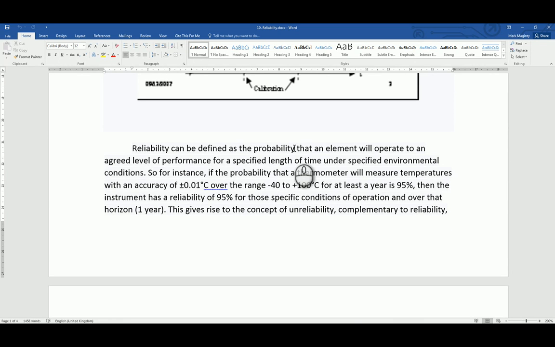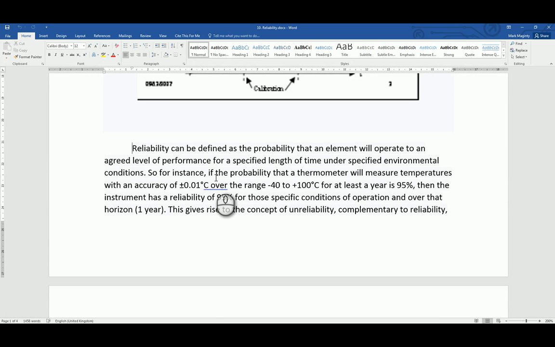So those specified environmental conditions are sort of basically the get-out clause for a lot of manufacturers. It's the standard conditions things should operate in, usually defined like humidity, altitude, amount of shock vibration that it's allowed to work under, maximum minimum voltages, length of time operating for, things like that. And so for instance, if the probability of a thermometer will measure temperatures with an accuracy of plus or minus 0.01% over a range of -40 to 100 degrees Celsius for at least a year is 95%, then that instrument has a reliability of 95%.